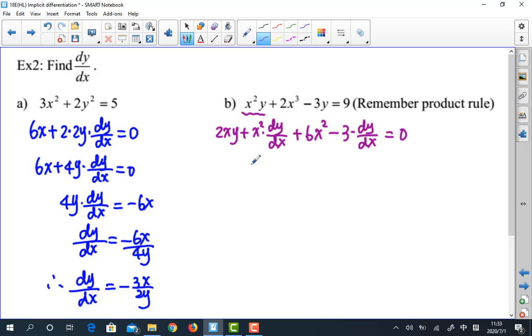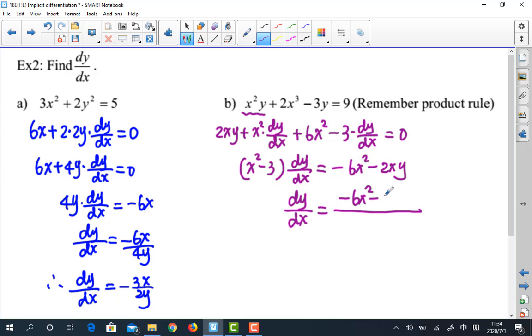We can have x squared minus 3 times dy over dx, then equals negative 6x squared minus 2xy. Divide both sides by the coefficient of dy over dx. So dy over dx equals negative 6x squared minus 2xy over x squared minus 3. And I hope that you know this answer is the same as 6x squared plus 2xy divided by 3 minus x squared. I just divide the top and the bottom by negative 1.